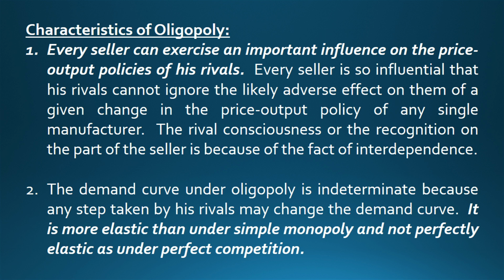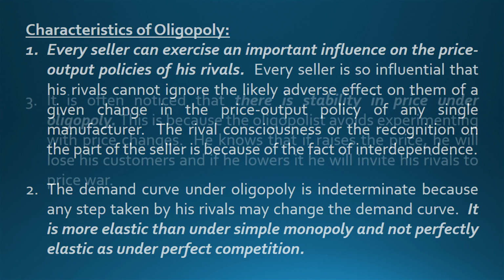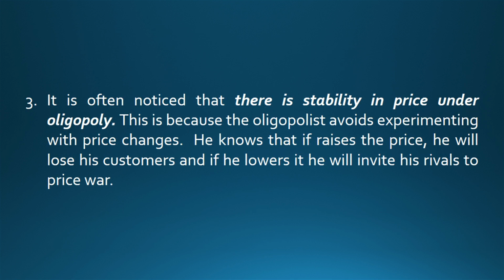2. The demand curve under oligopoly is indeterminate, because any step taken by his rivals may change the demand curve. It is more elastic than under simple monopoly and not perfectly elastic as under perfect competition. 3. It is often noticed that there is stability in price under oligopoly. This is because the oligopolist avoids experimenting with price changes. He knows that if he raises the price, he will lose his customers, and if he lowers it, he will invite his rivals to price war.